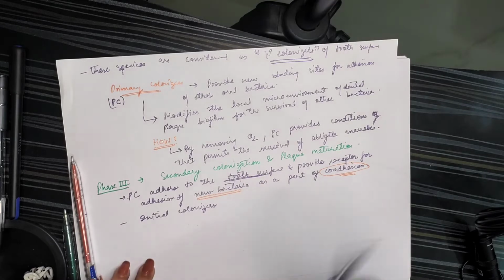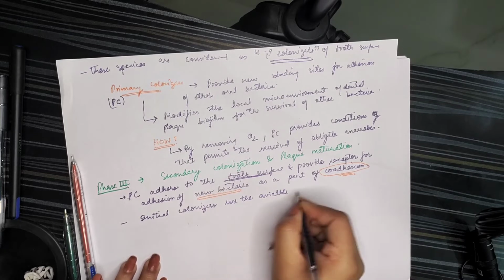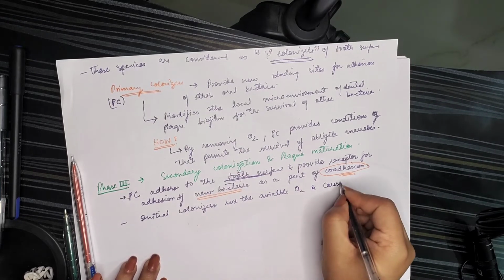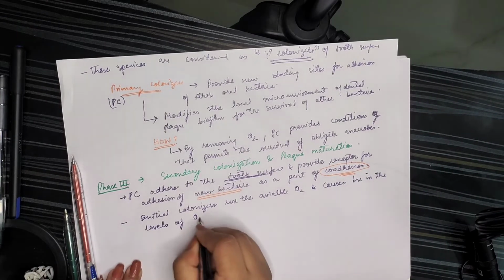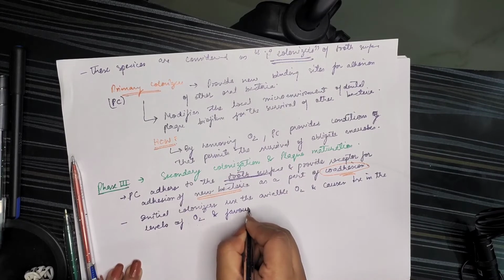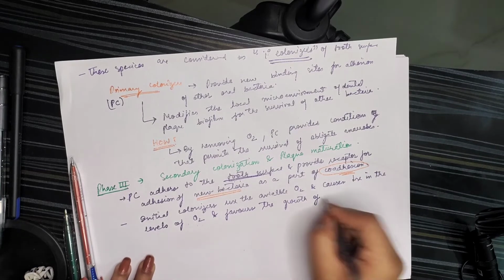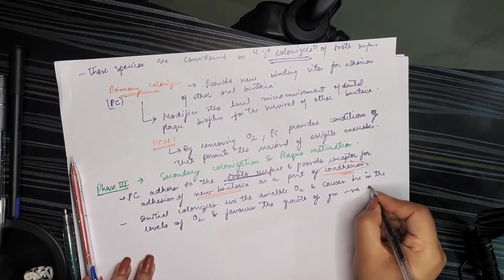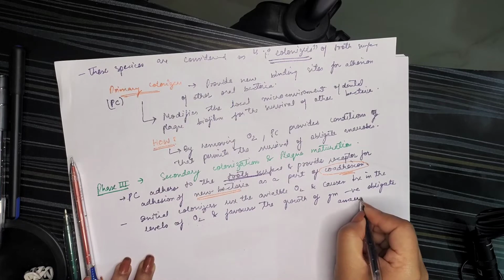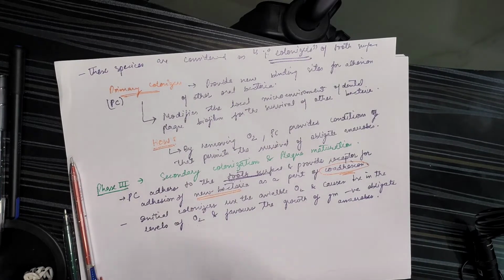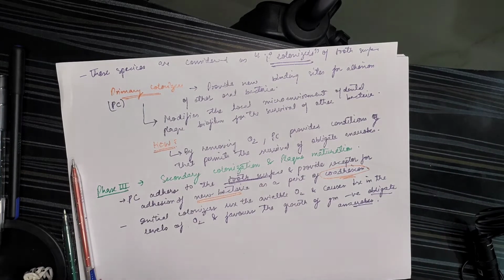So initial colonizers use the available oxygen and cause a decrease in the levels of oxygen and favor the growth of gram negative obligate anaerobes. Okay. So what are obligate anaerobes? These are the organisms which can survive only in the absence of oxygen.